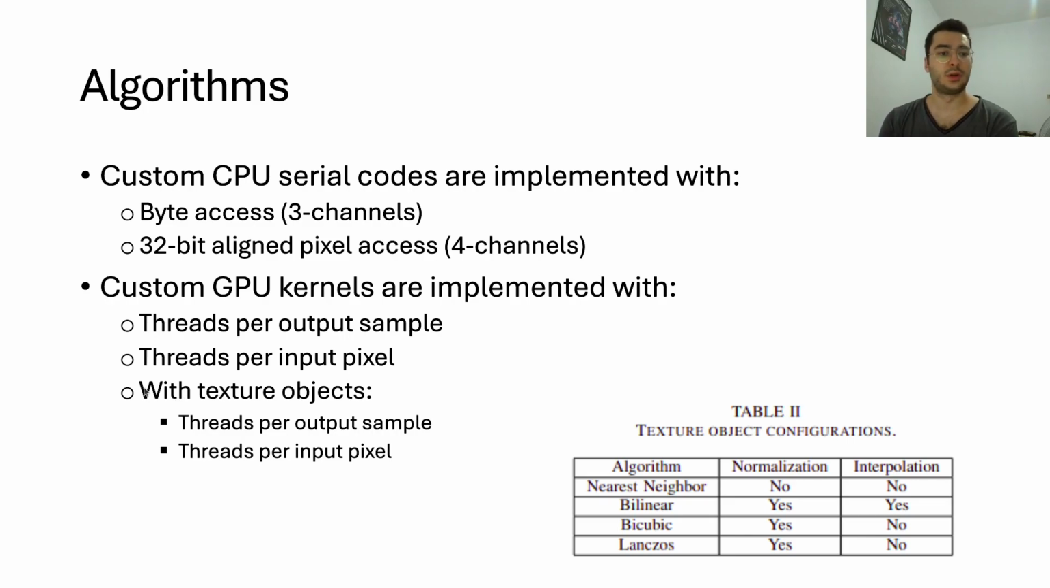And then CUDA provides texture objects that give some benefits in 2D-like data structures, which an image is. So I used texture objects with the same approaches and saw their improvement. Here you can see the texture object configurations for each algorithm. There is a bilinear interpolation support in hardware, which I used, which was not applicable for the threads per input pixel approach, because you just use the hardware interpolation per output sample, and there was no other way without using it per input pixel.